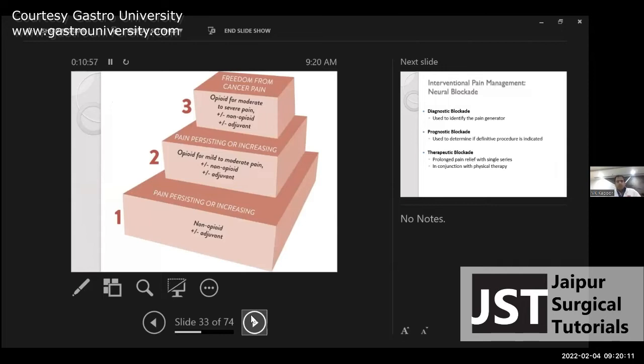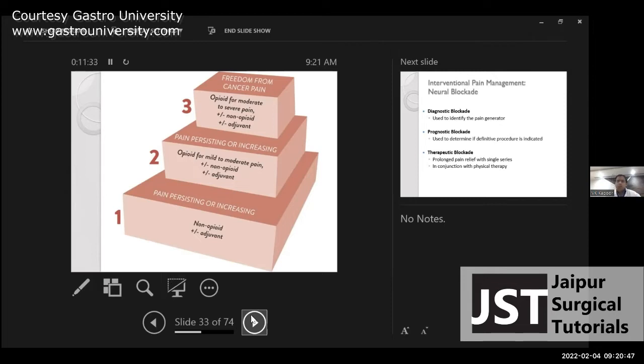Now, this is the WHO pain ladder. The WHO pain ladder is a three-step ladder in which in the first step, we give non-opioids like NSAIDs, ibuprofen, paracetamol, diclofenac, along with adjuvants like gabapentin, pregabalin. If the pain is still persisting or increasing, then we go for opioids for mild to moderate pain like tramadol or tapentadol, along with non-opioids and adjuvants. If the pain is still persisting or increasing, then we go for opioids for moderate to severe pain like morphine, fentanyl, along with non-opioids and adjuvants.